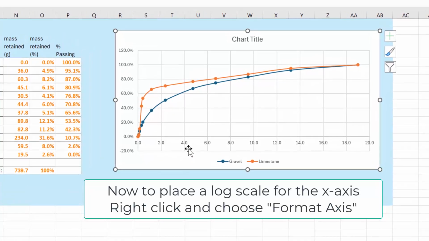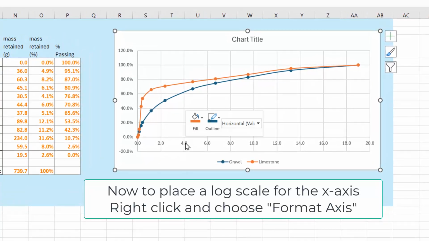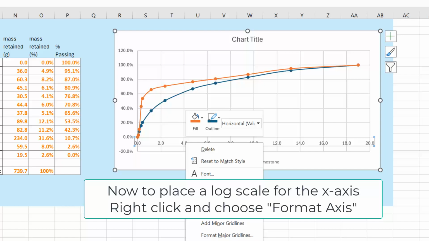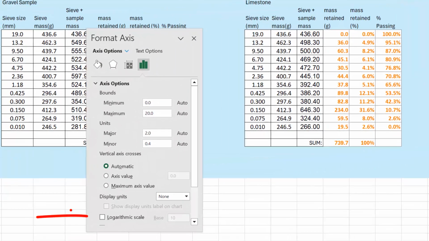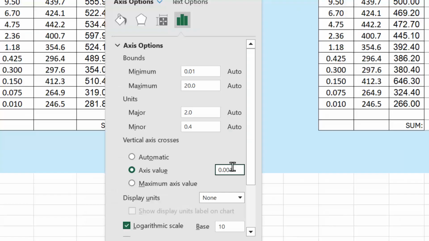Now to place a log scale for the x-axis. Right-click and choose Format Axis. And to move the vertical axis to the left side of the graph.